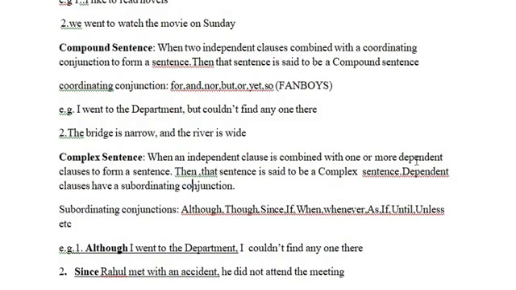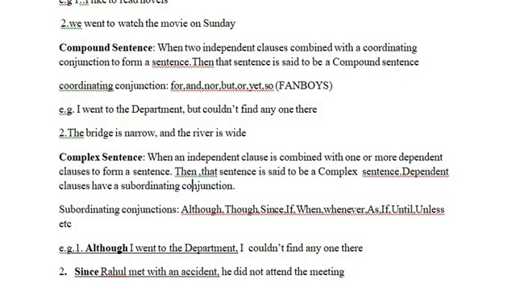As you know, dependent clauses always start with a subordinating conjunction. So here, first example: Although I went to the department, I couldn't find anyone there. Although I went to the department is a subordinating clause. I couldn't find anyone there is an independent clause. So this is a complex sentence. Similarly, since Rahul met with an accident is a dependent clause. He did not attend the meeting is an independent clause. So a combination of two clauses makes a complex sentence.